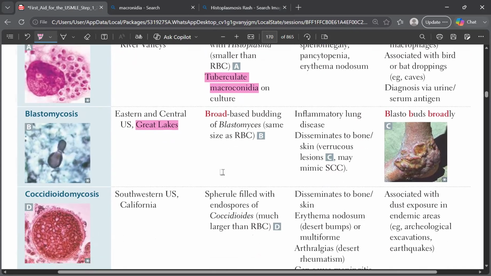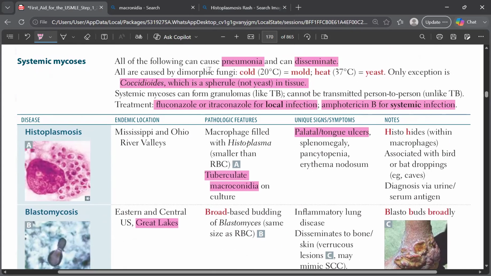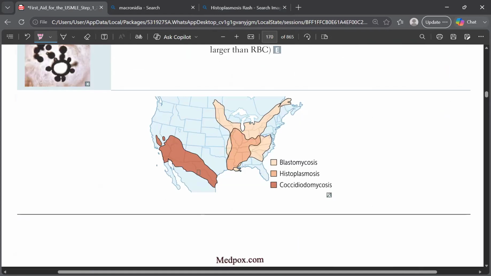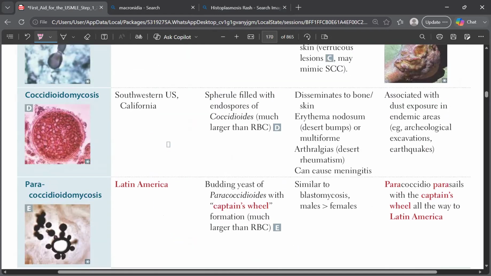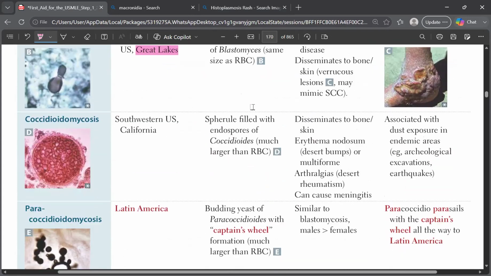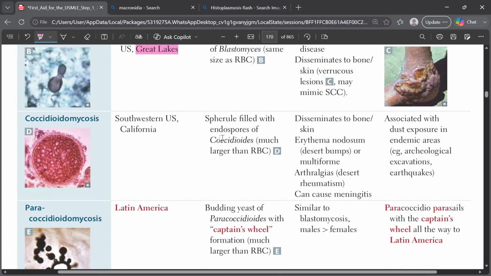Next is coccidioidomycosis, which is again the only fungus that is a spherule and not a yeast in the tissue. It is present in southwestern US and California. So right here, this disease is endemic to southwestern US and California. Its pathology feature is spherule filled with endospores of coccidioides, which are much larger than RBCs.